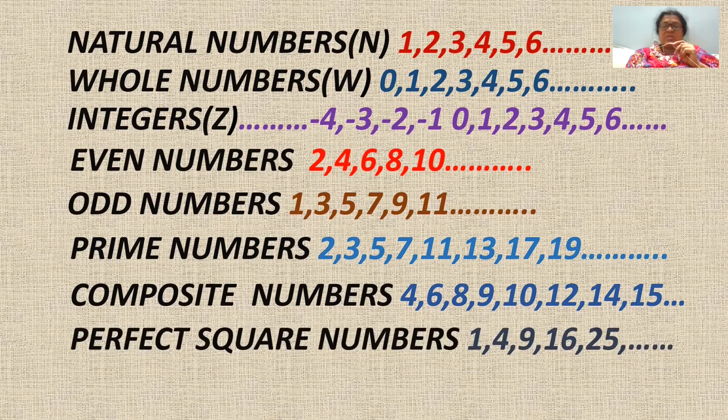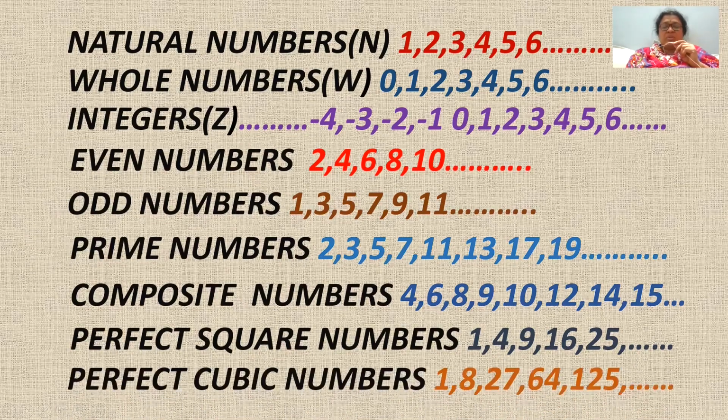Perfect square numbers can be written in square form, like 4 can be written as 2 square, 9 as 3 square, 16 as 4 square, 25 as 5 square, and so on. Perfect cubic numbers can be written in cubical form, like 8 can be written as 2 cube, 27 as 3 cube, 64 as 4 cube, 125 as 5 cube, and so on.